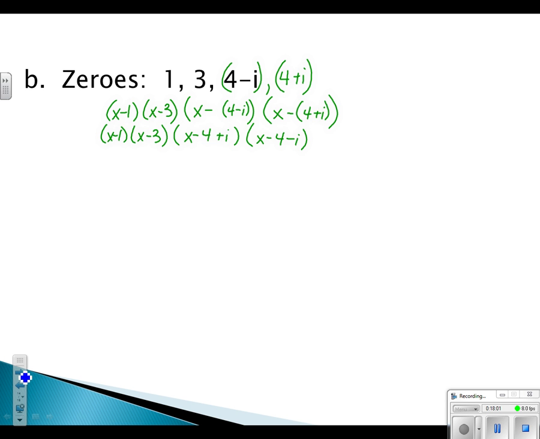Now I'm going to change colors because I'm ready to start multiplying my factors together. I'm going to put the first two together first. It's a pretty simple FOIL. You're going to have x squared minus 3x minus x plus 3. So simplifying a little with my x terms there.